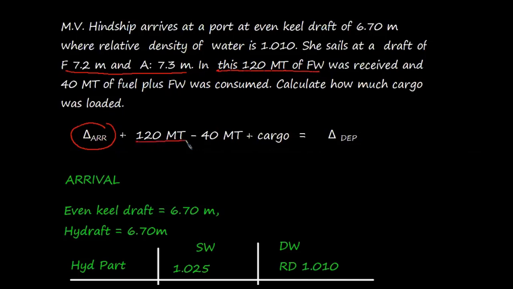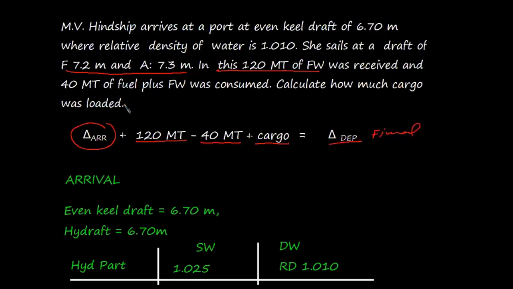So we loaded 120 metric ton of fresh water. And in port, you are going to consume some fuel and fresh water, 40 metric ton. That is minus. Then you loaded some cargo. Arrival displacement plus load minus discharge plus cargo is equal to final displacement. This is the final displacement.